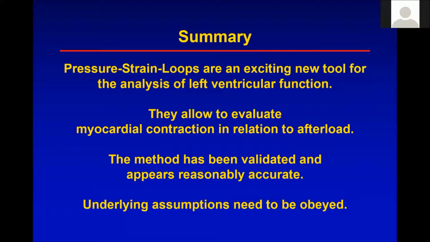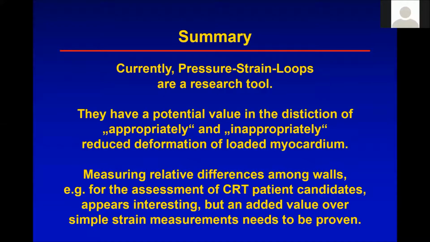Pressure strain loops are an exciting new tool for the analysis of left ventricular function. They allow us to evaluate myocardial contraction in relation to the afterload. This is a method which is new. It has been validated and appears reasonably accurate despite a lot of assumptions that are made. And we can currently say that this is still a research tool, but it might be of interest, for example, in the area of CRT patient selection.